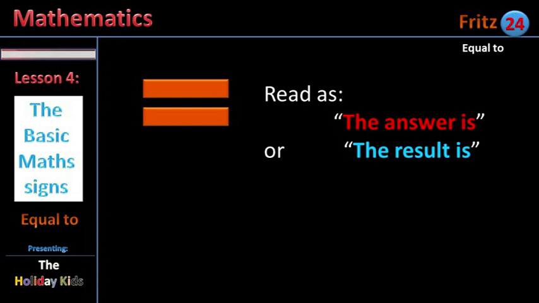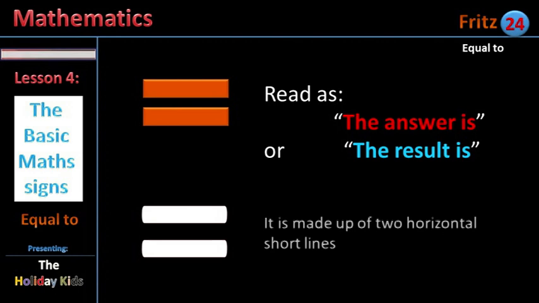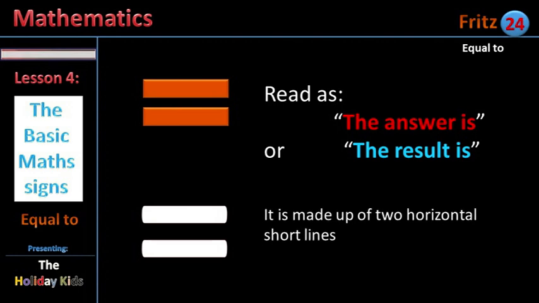The equal to sign makes us to understand that the number on the left is equal to the number on the right. They are the same. So the equal to sign is made up of two short horizontal lines which are close.